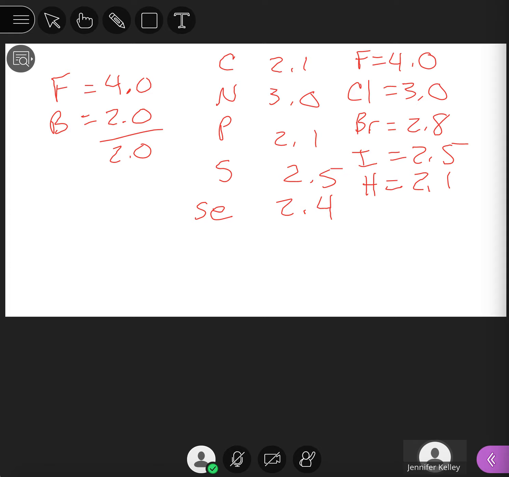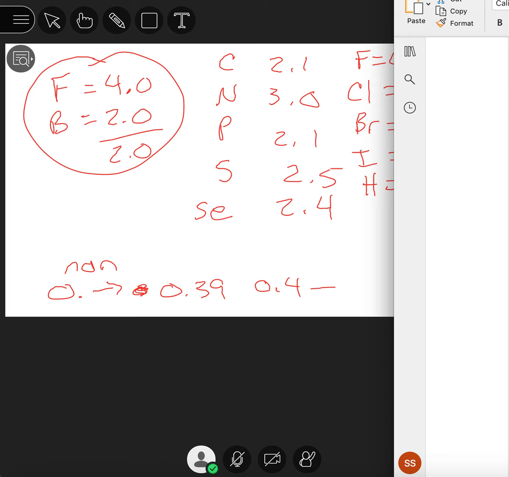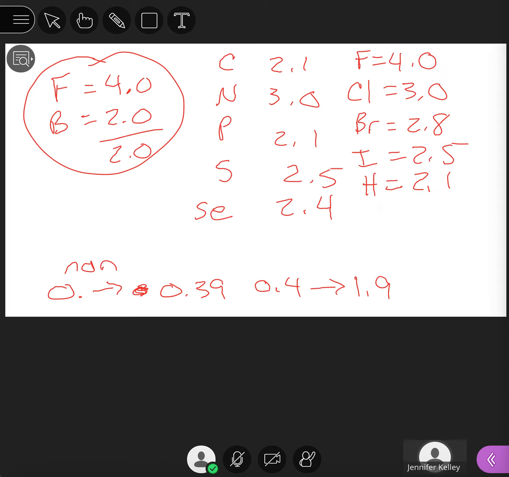And then they have you calculate the electronegativity difference between 2 atoms, just like we did here. And then they want you to classify it as ionic, polar covalent, or nonpolar covalent. So between 0 to 0.39 is nonpolar. Between 0.4 to 1.9 is polar. And 2.0 and onward is ionic.